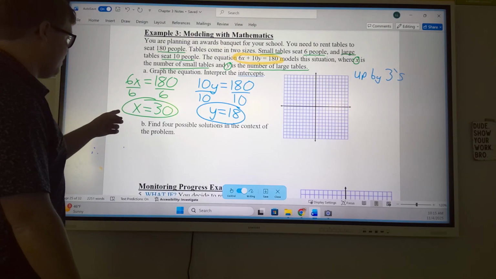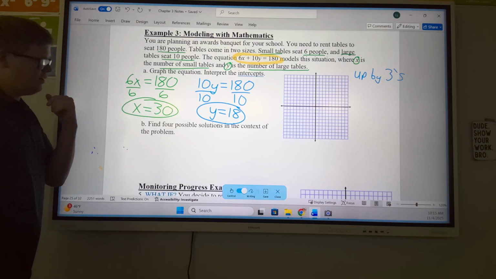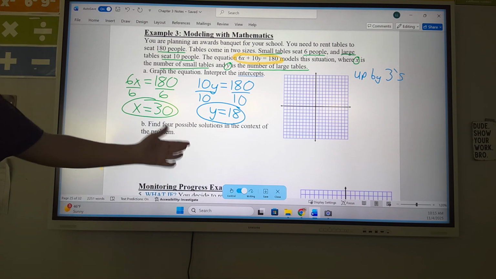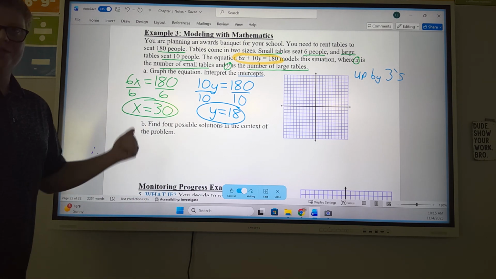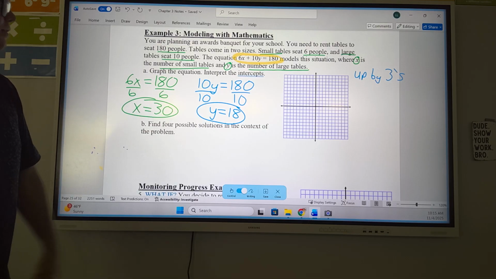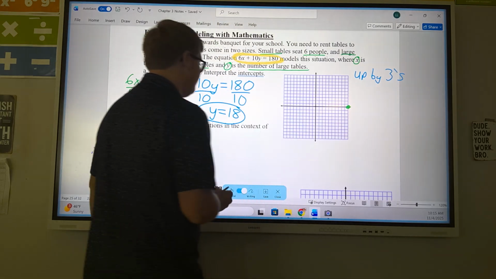So let's graph our x-intercept first. 30. We know there's 10 total squares, and we're going up by 3. 30 divided by 3 is 10. That means we are moving 10 spaces to the right. So we're all the way to the end here for our x-intercept.